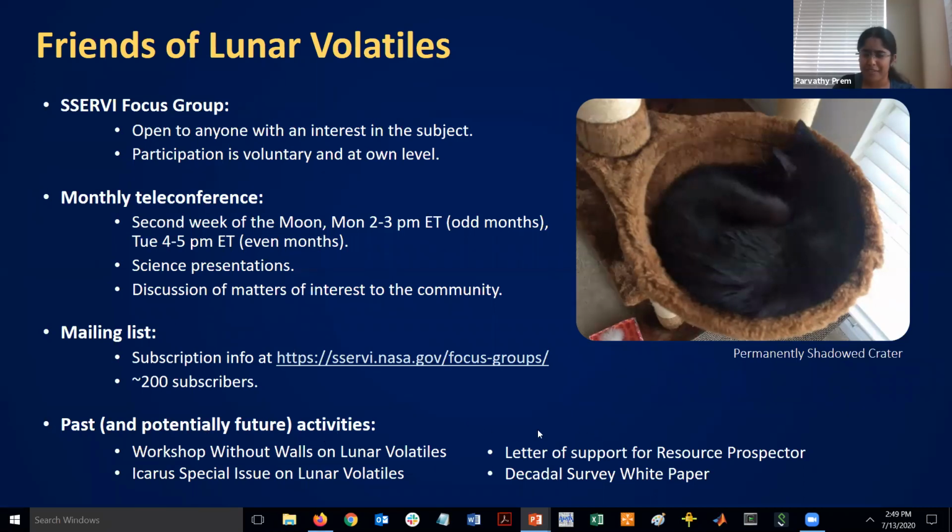A few years ago, we also organized a letter of support for the Resource Prospector mission, which is now in its second reincarnation as the Viper mission, which I'm sure all of us are looking forward to. And recently, many of us helped in putting together a white paper for the Planetary Science Decadal Survey, which is going to be submitted tomorrow morning. The group exists to serve the community in whatever way we can. We're here for each other, to make sure all of us are supported in our careers, and have an opportunity to talk to others with shared interests and keep each other going. And here is a photo of a permanently shadowed crater, which is actually my cat, and I took this yesterday.